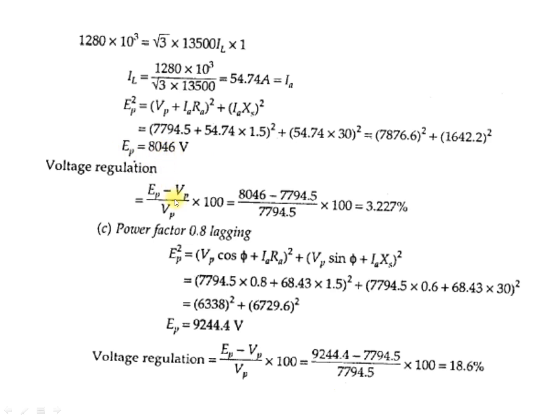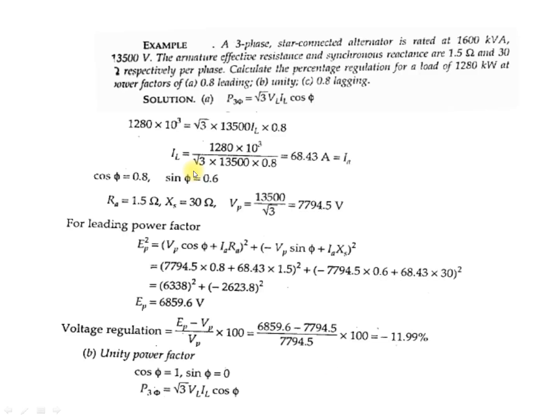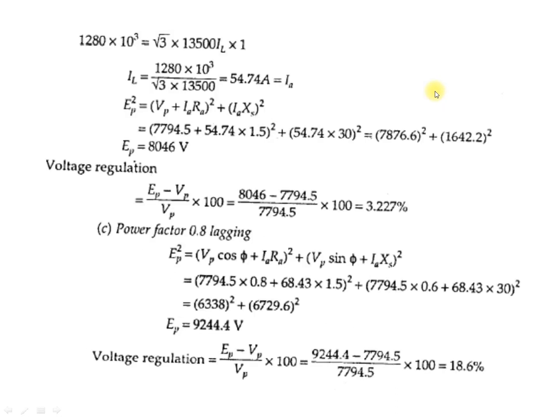And from this particular equation of voltage regulation, we can find out the voltage regulation as 3.227 because we will be putting the EP value as 8046 and the VP value which is given in the problem like 13,500 divided by root 3 which is going to be 7,794.5. So if you put these values in this particular equation, we will be getting 3.227%.